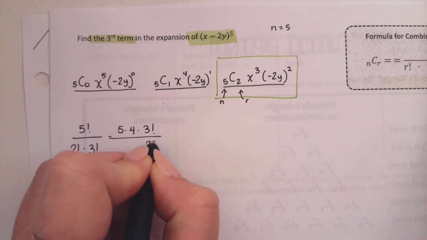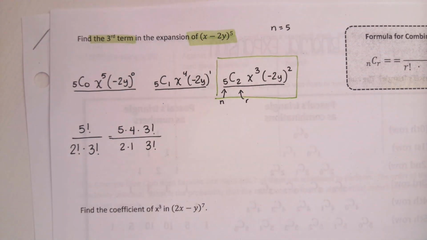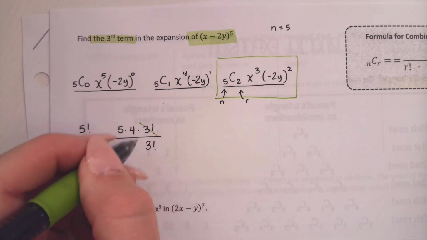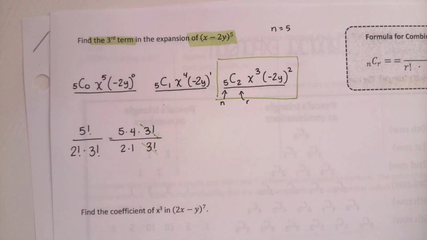On the bottom, 2 factorial, remember, that's just 2 times 1. Cancel out the 3. Good. So if you think, that's really just 20 over 2. What's 20 over 2? 10.